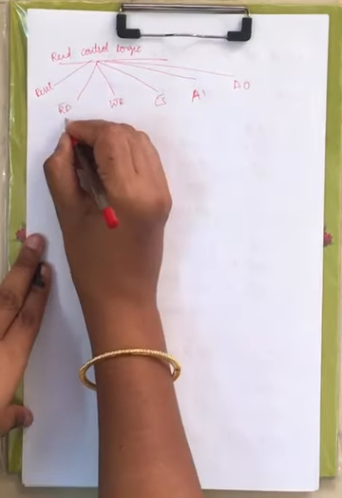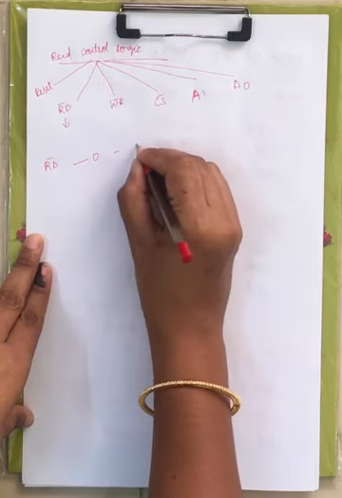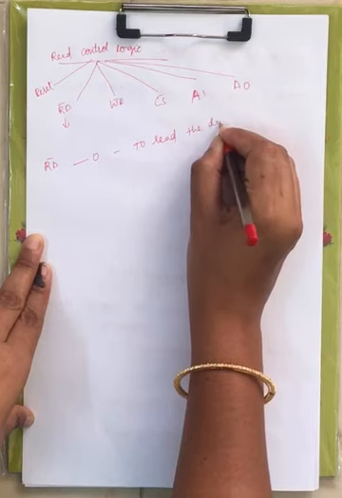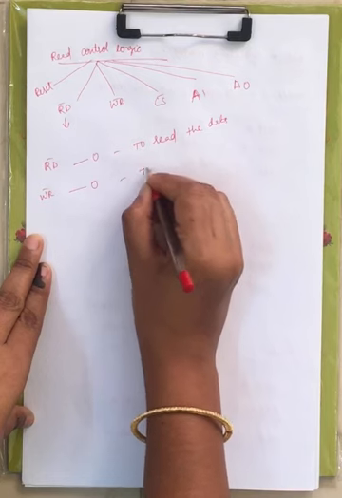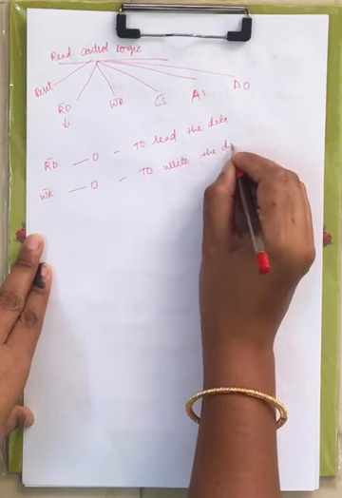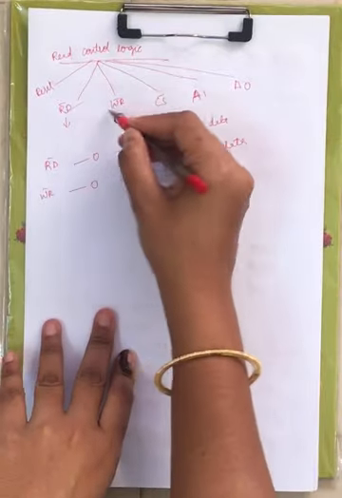In order to read the data, we will use the RD signal. RD bar should be active low to read the data. Similarly, we have write bar. This should be logic 0 to write the data. For the reading operation we will use the RD signal, and for the writing operation we will use the write signal. Now these two are completed.